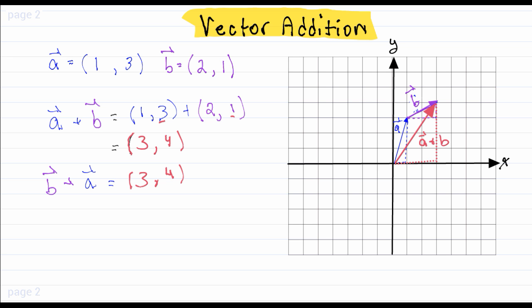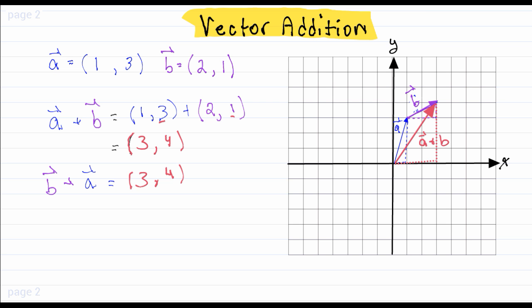The other thing is, it doesn't matter where we start A. We could have started A anywhere. Instead of starting A at the origin, we could have started A over here or A over here. The point is, the result is still a vector in the same direction. You're still going to have a vector A plus B, which is 3 in the x direction and 4 in the y direction.